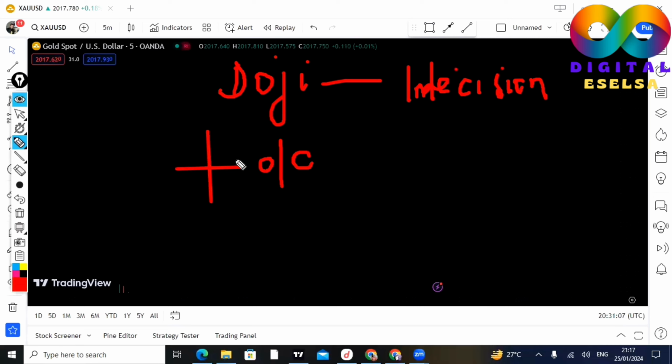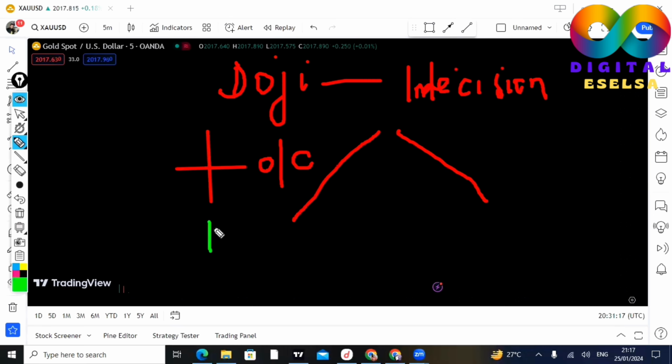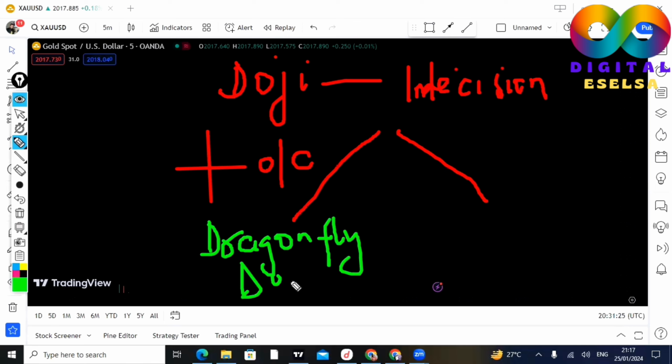This is the doji candlestick pattern, right? And just like we always do, every candlestick pattern has the bullish type and the bearish type. The bullish type of doji is the one we call dragonfly doji. Yes, dragonfly doji is the bullish type of doji. While the bearish type of doji, we call it the gravestone doji.